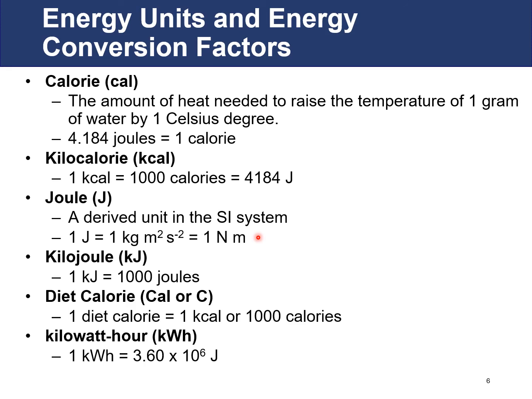Often, the amount of energy that we'll be working with is significantly larger than just a joule. In this case, we'll be using the kilojoule, which is 1,000 joules, as indicated by our kilo with our SI units. So kilo is 1,000, so this is 1,000 joules. Another one that we will use later on is the kilowatt hour. 1 kilowatt hour is equal to 3.60 times 10 to the 6th joules.